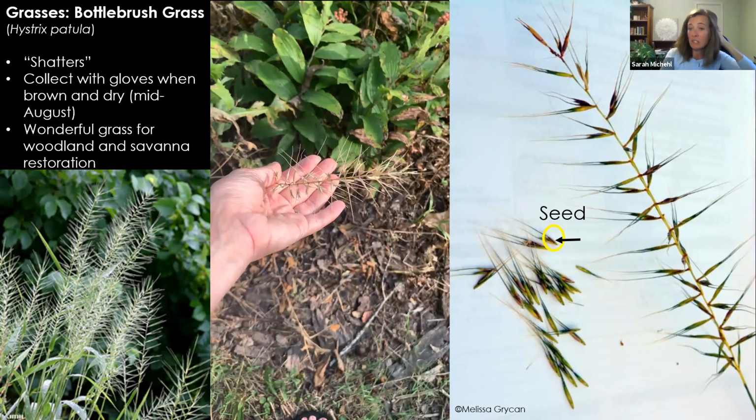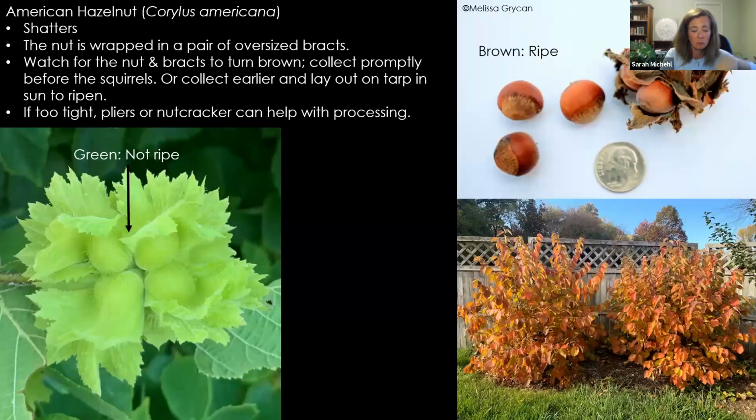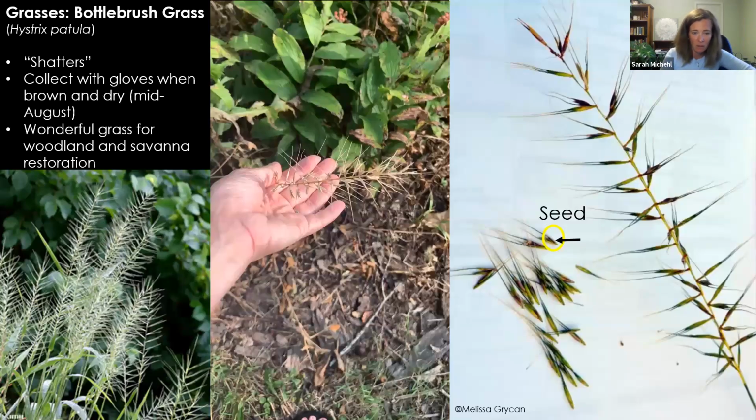This is one that's good to collect with gloves on, because it is kind of sharp. And I want to show you this little video here, how I would go about collecting it. Normally I would have gloves on when I do this. Oops, let me go back. Okay, here we go.